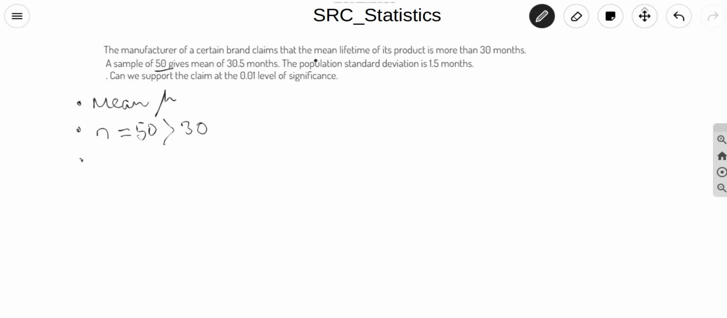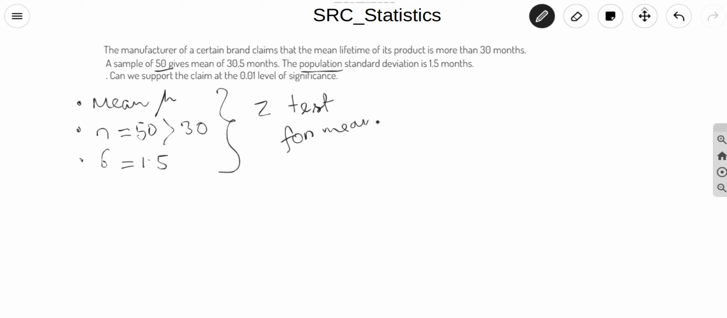and also population standard deviation is given, that is sigma is given, that is 1.5. So this is a test for mean for a large sample where population standard deviation is given. So the most appropriate test will be Z test for mean.